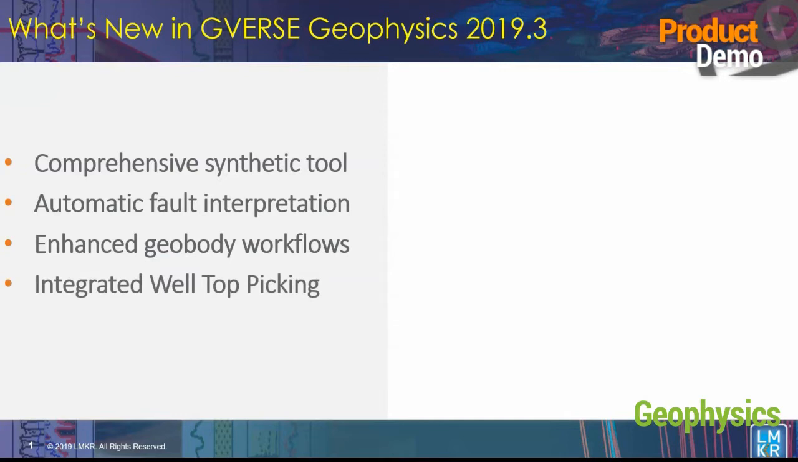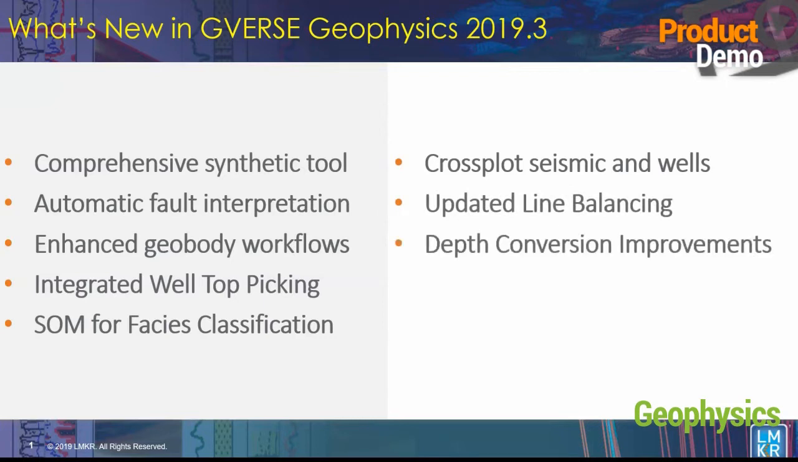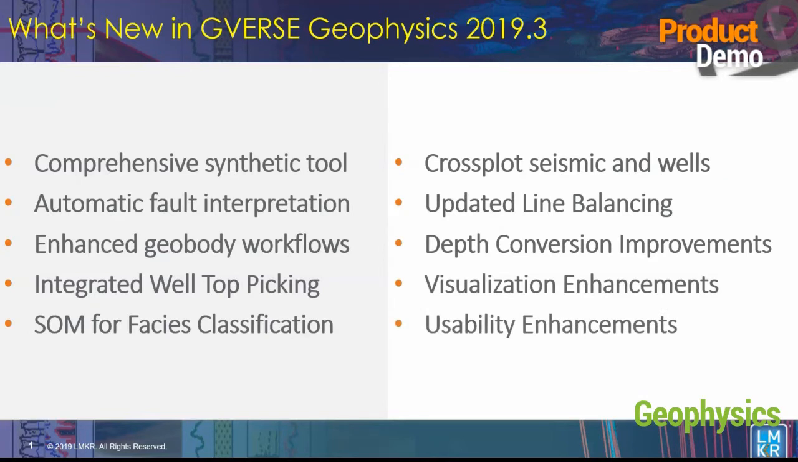We are introducing our first AI-driven workflow in the base package as well. It's a self-organizing map-based horizon classification technique that can identify different faces on a horizon and output a map for it. There is a new cross-plotting tool, an update to our line balancing workflows, a new kind of velocity model, and other improvements to depth conversion, powerful new additions to our 3D visualization, and of course many usability enhancements designed to make your workflows more efficient and increase overall productivity.